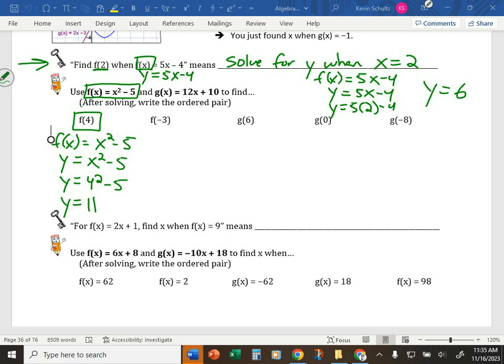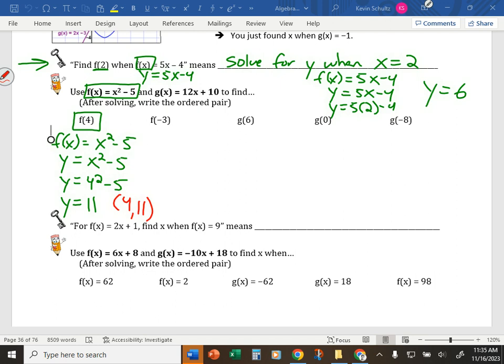The directions say write the ordered pair, right? Because what we're doing here is finding ordered pairs: when x is 4, what does y equal? The ordered pair is (4, 11), because x was 4 and y ended up being 11. If we were to graph that ordered pair, it would be on the graph. That's what we're really finding here. We're finding ordered pairs that are on the graph. How are we doing so far? Good. That's your first one, so if you're stuck, it's fine.